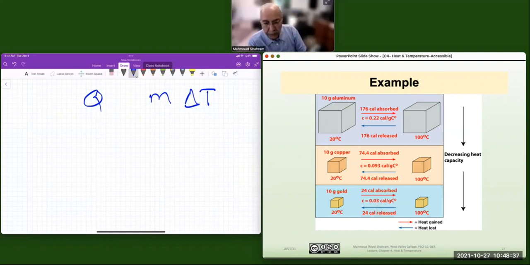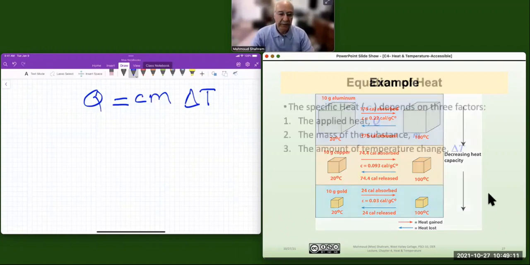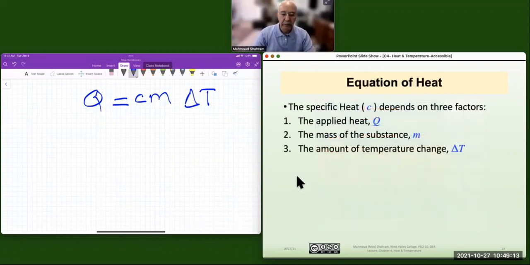In order to relate these things, you must add that specific heat there. So then you have a relationship here. Now if you know the mass of the object, if you know the specific heat of that object, and you know you want to go from 20 to 100, I can tell you how much heat you have to put in by using this relationship. So let's look at that more closely.